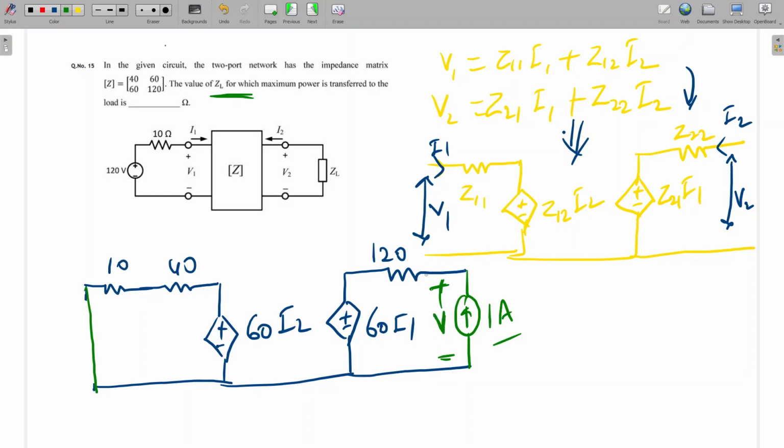So see, this is I2. What is the value of I2? 1 ampere.